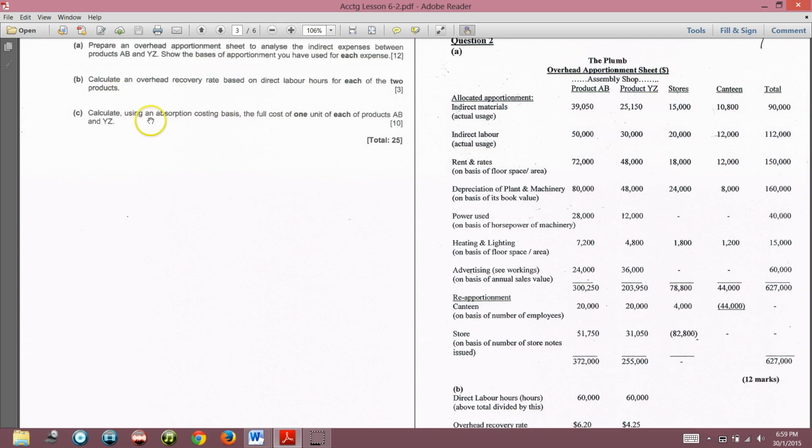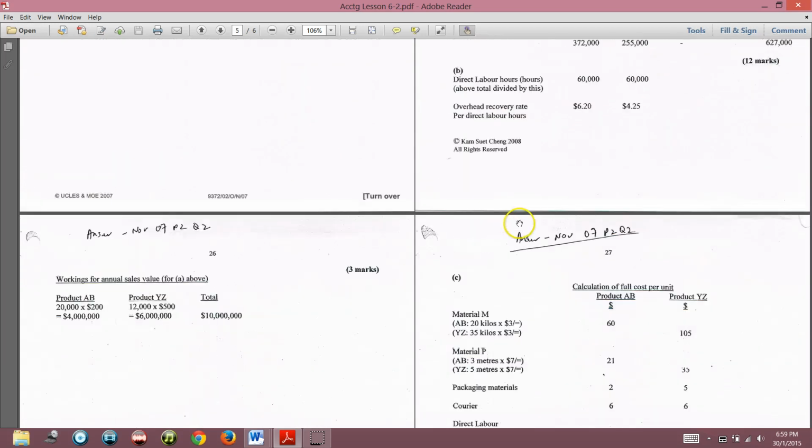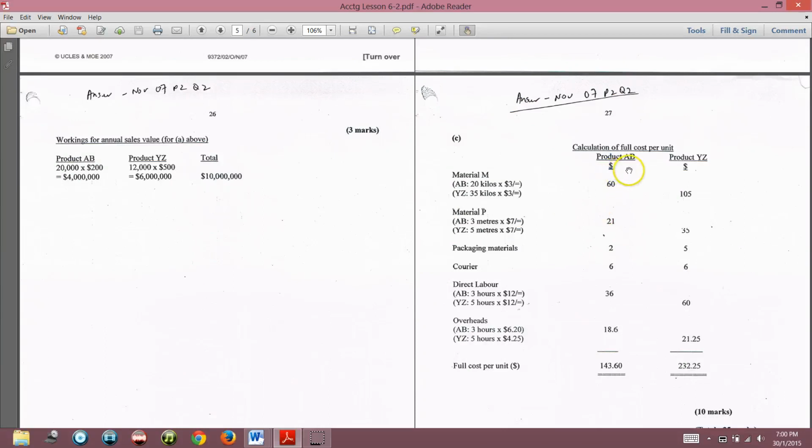Part C says calculate using an absorption costing basis the full cost of one unit of each product A, B, and Y, Z. So this is not difficult. Calculation of full cost for A, B, and Y, Z. Material M is 20 kilos needed for one unit, as stated in the question, 20 kilos times $3 per kilo, and then this one is 35. So this one is just very easy. Just compile the figures.